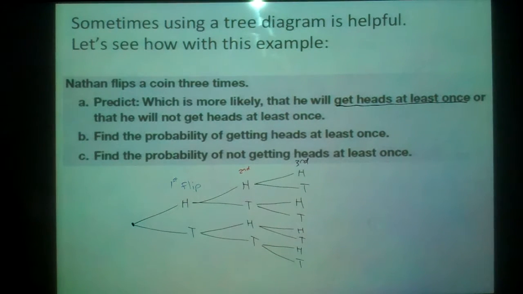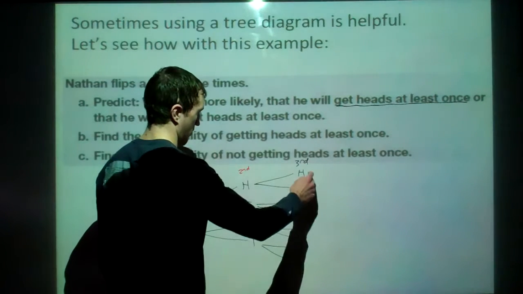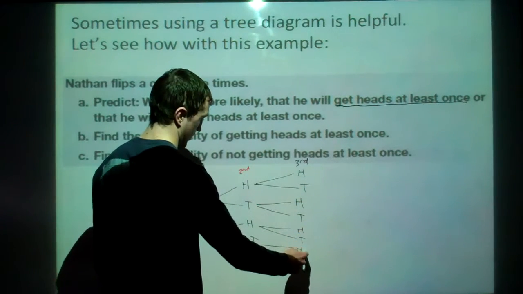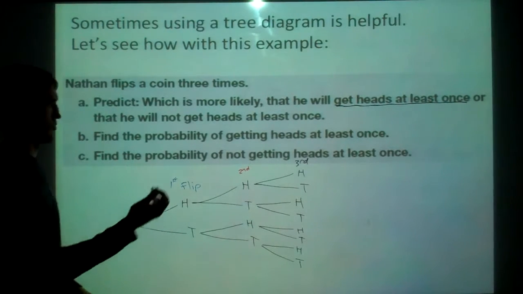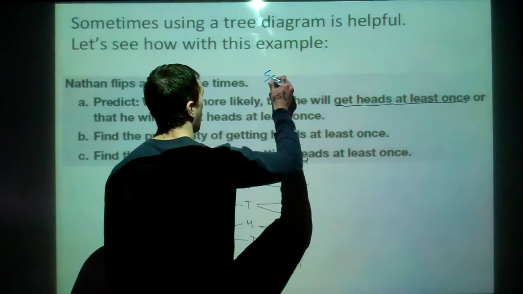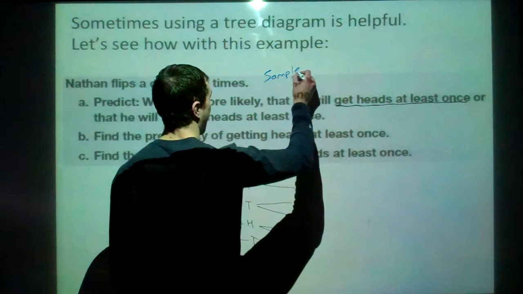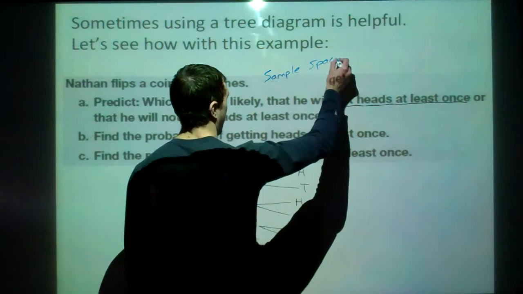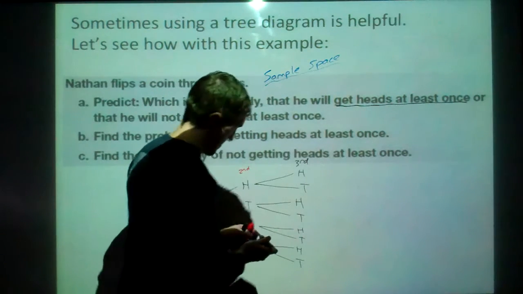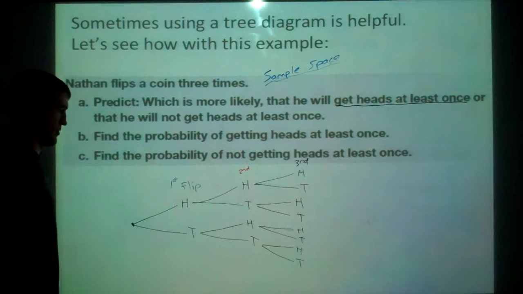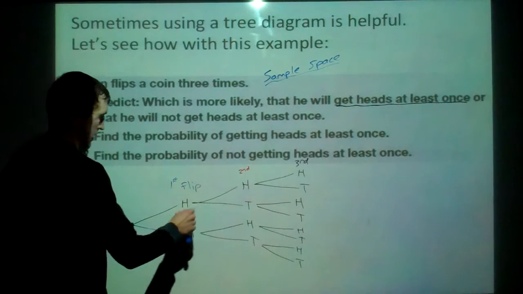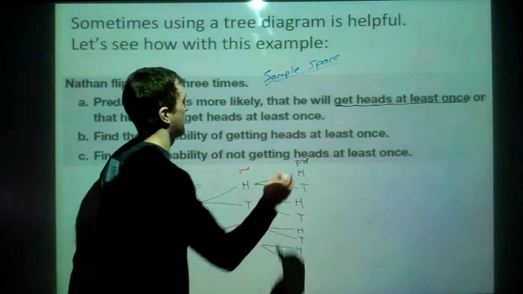So in order to find out how many outcomes we would have, we can count up all these last ones. We'd have 1, 2, 3, 4, 5, 6, 7, 8. 8 possible outcomes. Our sample space would be, we'd have to list out all the possible outcomes we would have. So we just follow these in order then. We could get a heads, heads, heads.